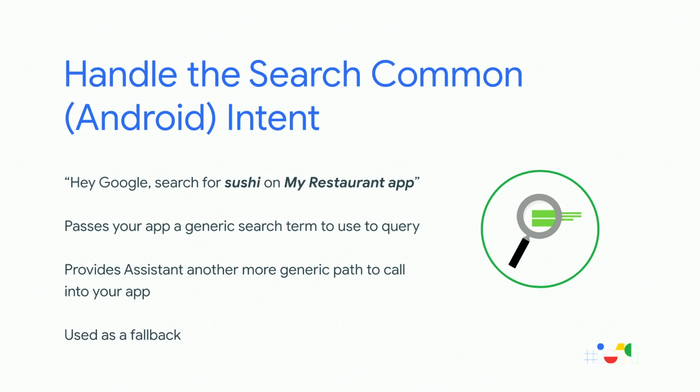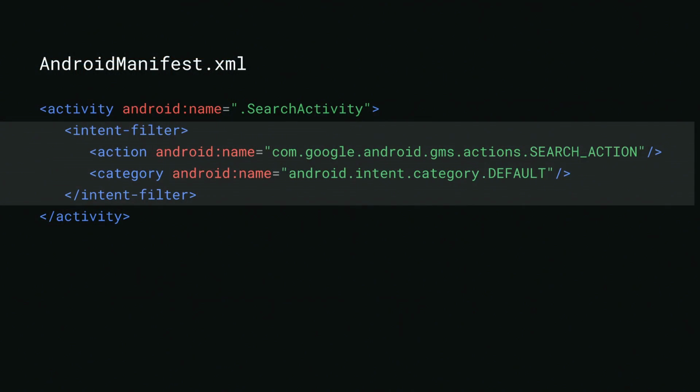Why do we need this? Well, it's utilized by app actions basically as a fallback to provide a better user experience when things may not go according to plan. But we still have a high confidence that the user wants to use your application. Implementation is quite straightforward. First of all, go to your Android manifest and add a new intent filter to either an existing activity or create a new activity. Set the action to what you see here, com.google.android.gms.actions.search_action, and set category default like you normally would.